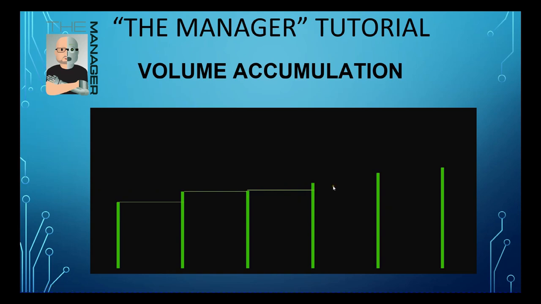So that momentum's still building to the upside. And then the next candle has even higher volume, so that's another accumulation candle. That momentum's really going now. And then we get another accumulation candle, so that momentum's going even further. So we're building that momentum. There's more traders putting in buy orders on each of those candles and giving more volume.